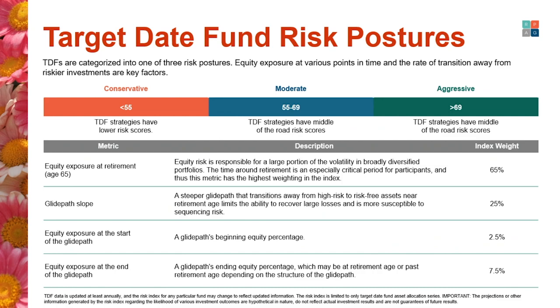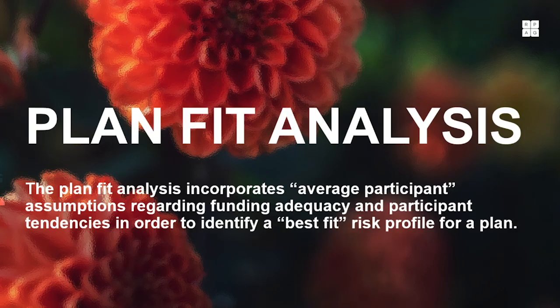So here's the actual target date fund risk matrix that we use for assigning a certain risk level. What we do is just take a look at the equity exposure at various points in time, as well as the rate of transition, so the slope itself of the glide path. As I mentioned earlier, the equity exposure at retirement is one of the most important factors that we look at. So that does have a 65% index weighting. 25% of the weighting goes towards the glide path slope, and the other two metrics that we do take a look at would just be the equity exposure at the start of the glide path as well as at the end. So these are basically some of the slides from the fit analysis report that we are able to generate.